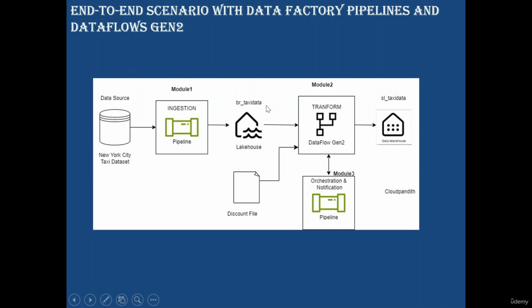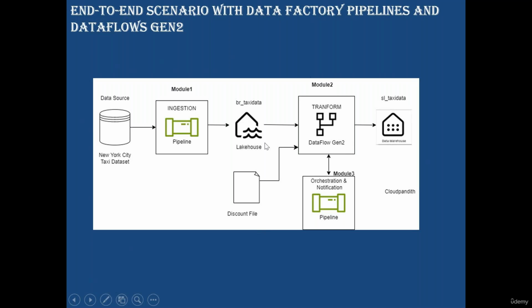From this branch taxi data table, I'll read the lakehouse branch table. Along with that, I'll be reading a discount file. I'll be combining these two to get the total amount for that particular trip after discount. I'll be calculating those things. I'll be doing some more transformations. After doing those transformations, I'll be loading the data into SL_taxi_data, which is within the data warehouse. Within the data warehouse, I'll be loading the data into SL_taxi_data, which is a silver table. After transformation, I'll be loading into the warehouse silver table.